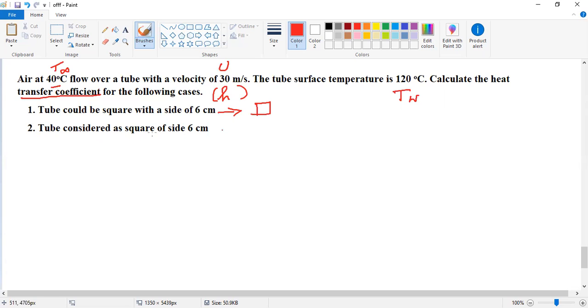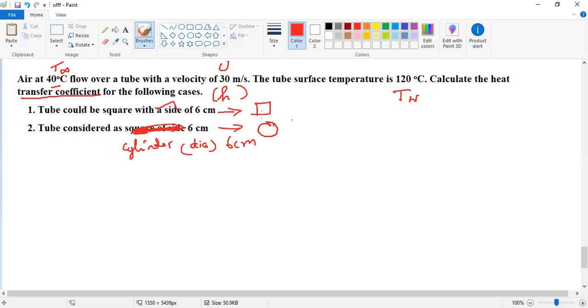The other case is a tube section considered as, one second, this is not square. The problem as mentioned is wrong. That is a cylinder, a cylinder with a diameter of 6 centimeter. This is not mentioned as that, so this is correct, this is wrong. The tube section is a cylinder tube section.